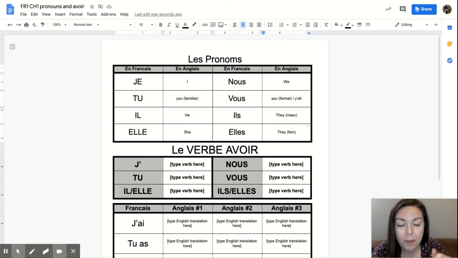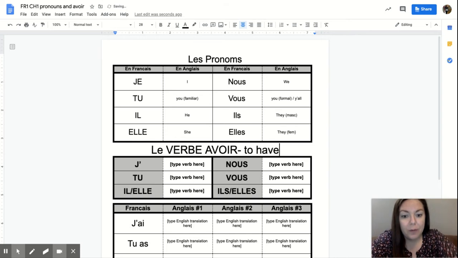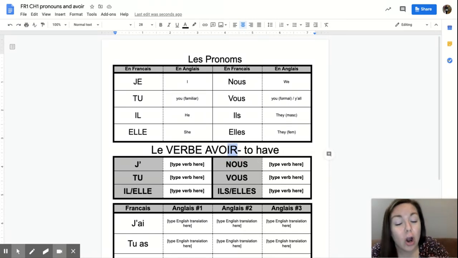It's language. Okay, so now there is no use in learning pronouns if we're not also going to put a verb next to it. So we are learning our very first verb, which is the verb avoir, le verbe avoir, which means to have. A great way to always recognize verbs in French is every single one is going to end in IR, ER, or RE. Every single verb, no exception. They're all ending in those two letters.